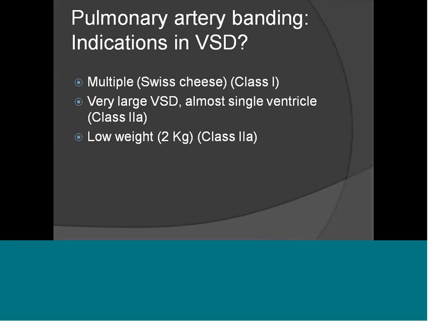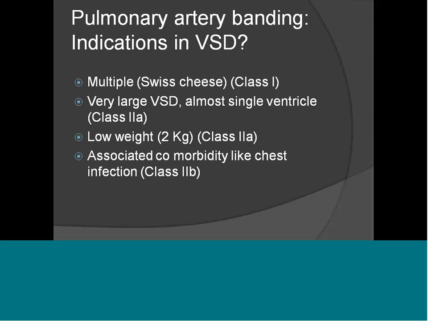A lot of centers will be able to close, but if the center doesn't have the ability and characteristics, that could be an indication. Associated comorbidity, like chest infections where they're not able to come off the ventilator, is again a class 2B. So the only class 1 indication is really your multiple Swiss cheese septum. But you need to know these other 2A and 2B indications.